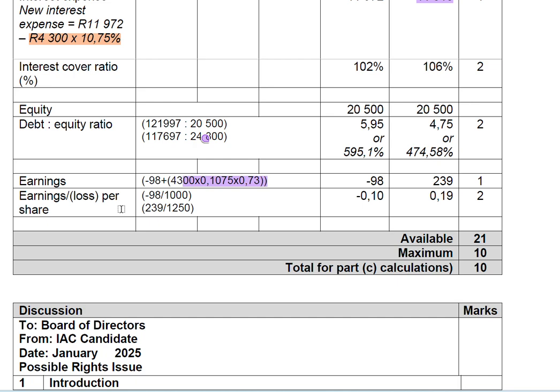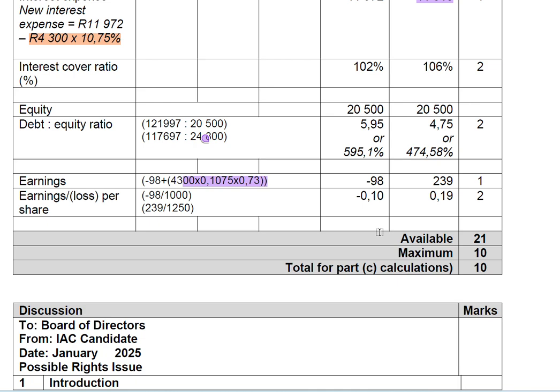Then the earnings per share will also improve. So you can see all this information is coming right from the scenario, which shows that passing this exam is easy as long as you understand what is in the scenario. Read the scenario as if you're reading the WhatsApp from your boyfriend or girlfriend, where you're trying to understand every line they are saying.